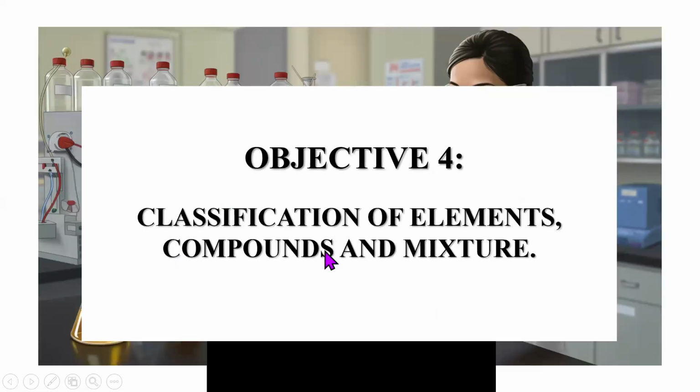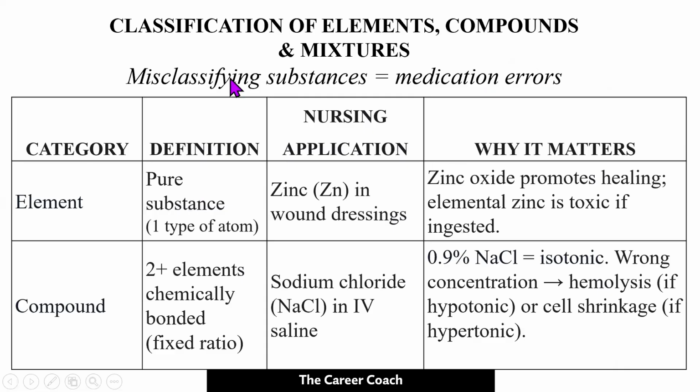Objective number 4, classification of elements, compound, and mixture. In classifying elements, compounds, and mixtures, you have to understand that any misclassification of substance will lead to medication error. So let's learn to categorize elements. We want to define elements and then their nursing application and then why it matters. The first element is zinc.